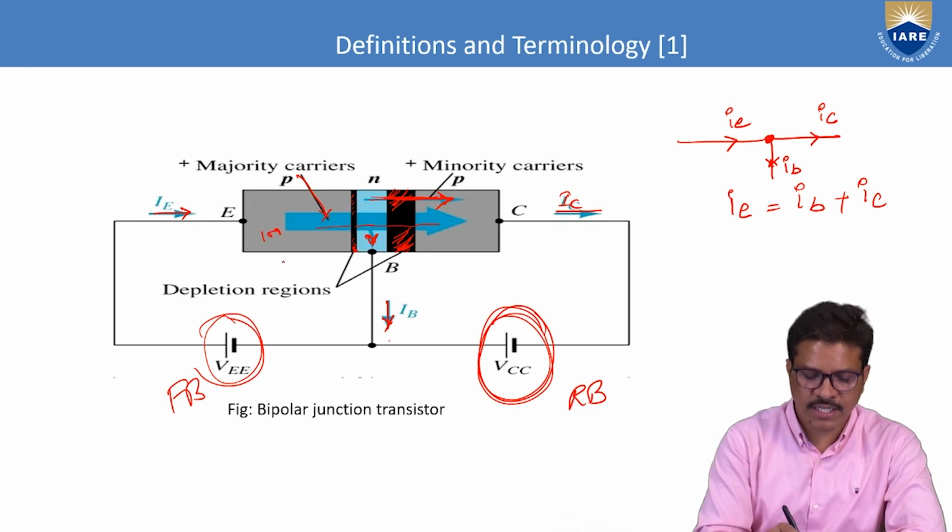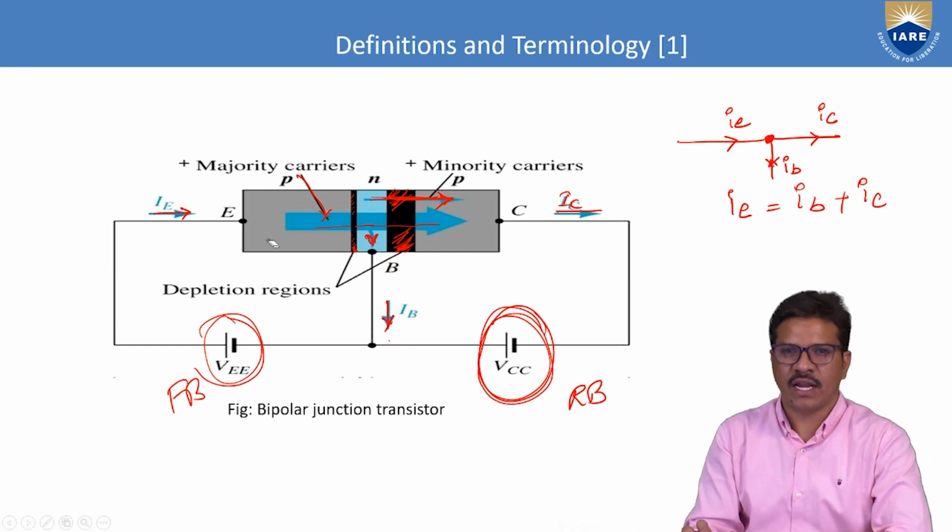For example, 100 charge carriers are coming in, 10 charge carriers flow to the base, and 90 charge carriers reach the collector. The sum of 10 plus 90 is equal to 100. Likewise, it follows Kirchhoff's current law.